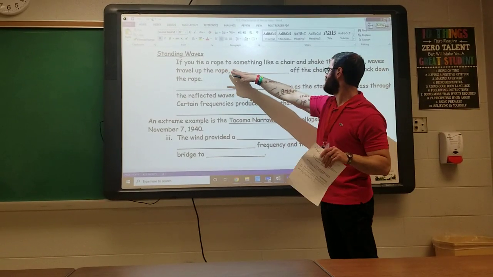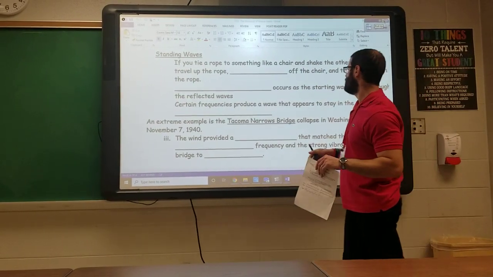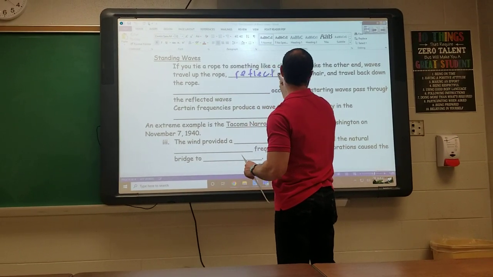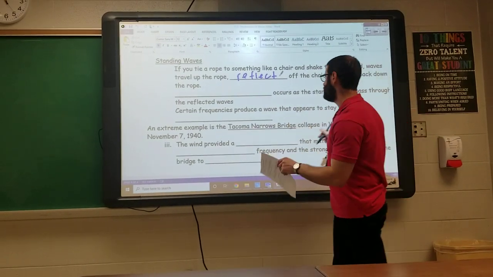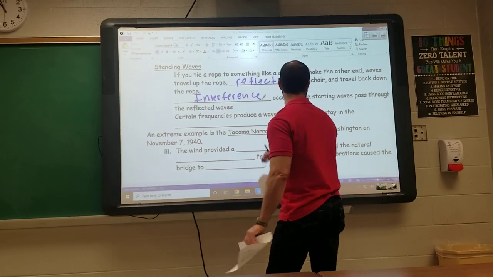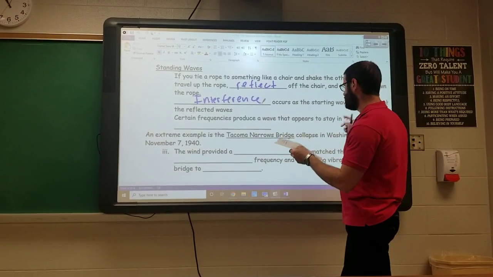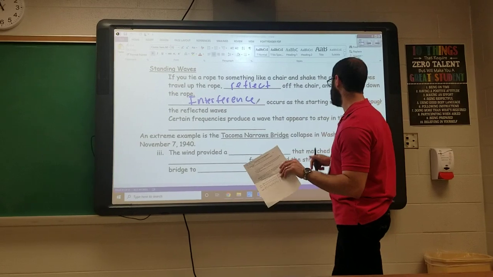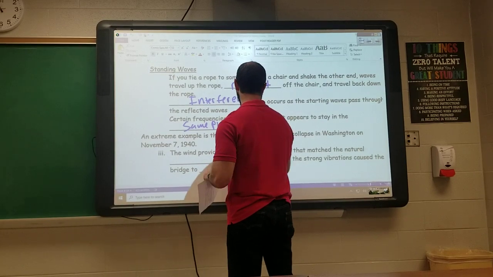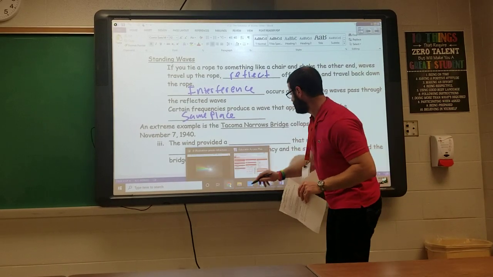So let's say we tied a rope to something, and we shake the other end of the rope, and the waves travel up the rope and reflect or bounce off of the chair and travel back down the rope, and therefore we have interference as the starting wave passes through the reflected wave. Certain frequencies produce a wave that appears to stay in the same place, thus we call it a standing wave. So let me show you an example of a standing wave.